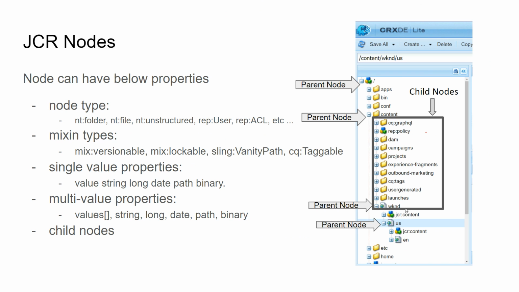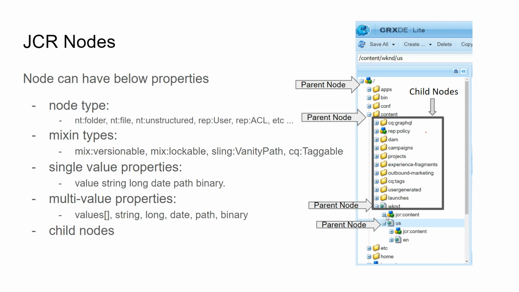WKND, if you see here, this is the WKND. For WKND, the parent node is the content node, and JCR content and US are the child nodes. Similarly, that continues for US: WKND is the parent node, and JCR content and EN are the two child nodes of US.